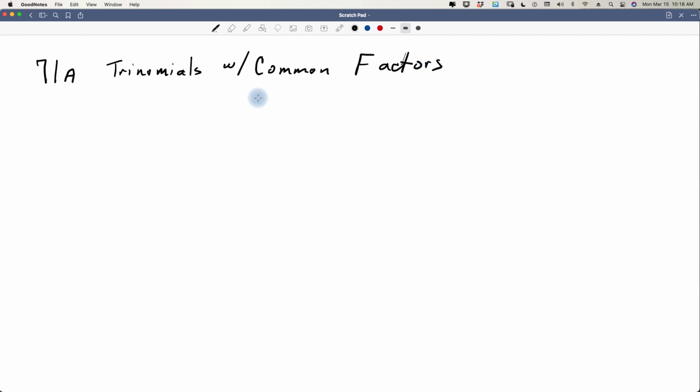Lesson 71. We're going to start with trinomials with common factors, and that is 71A. So, trinomials with common factors. All right, all that means is that we are going to factor something out before we factor our trinomial into a quadratic. So when you have, let's start with 71.1.